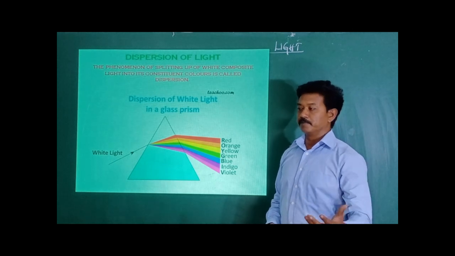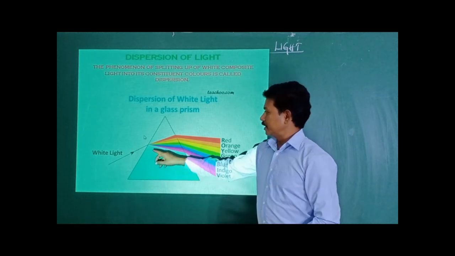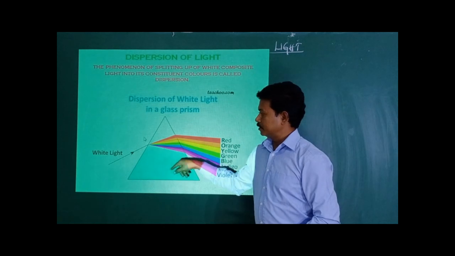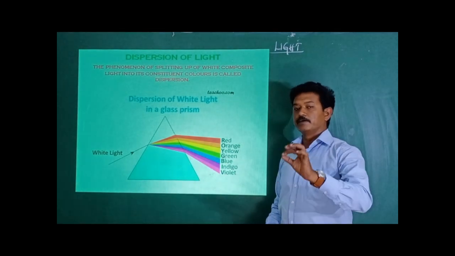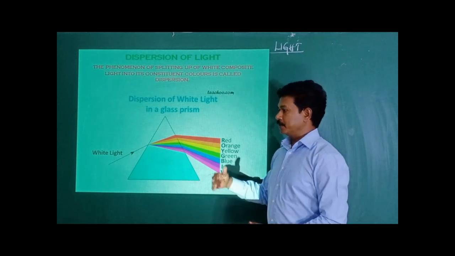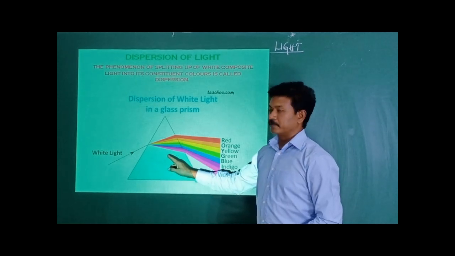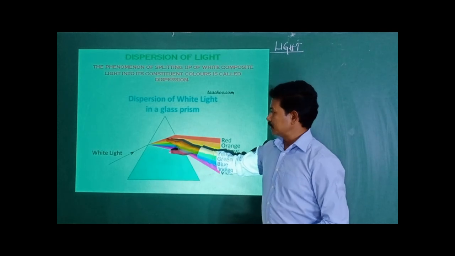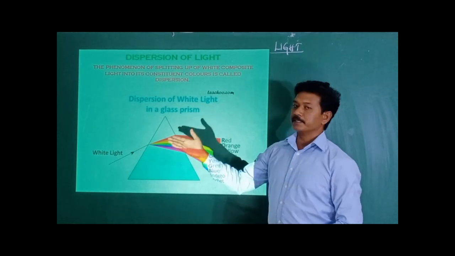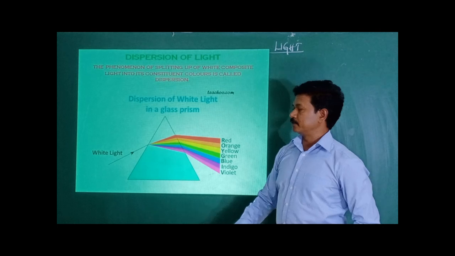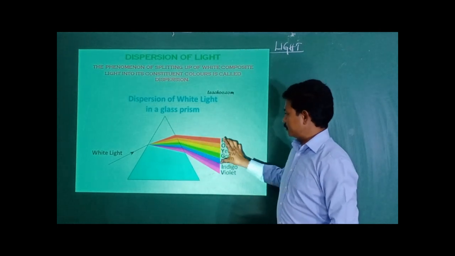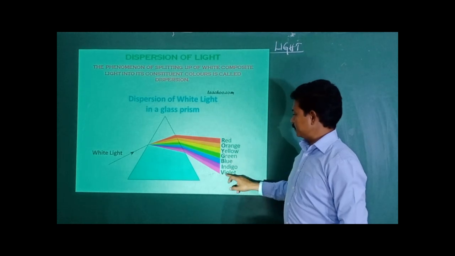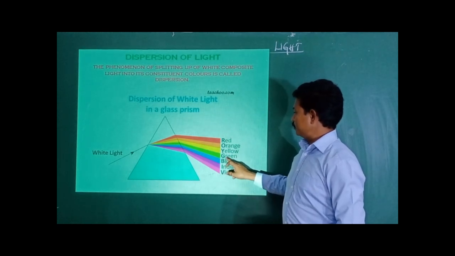The prism is made up of lead glass. So as the white light ray enters into the prism, this prism offers different refractive indices for different colors. Depending upon the different refractive indices, colors are going to bend at a particular angle. This is nothing but refraction at a particular angle, and these light rays are going to come out as 7 beautiful colors: violet, indigo, blue, green, yellow, orange, red.